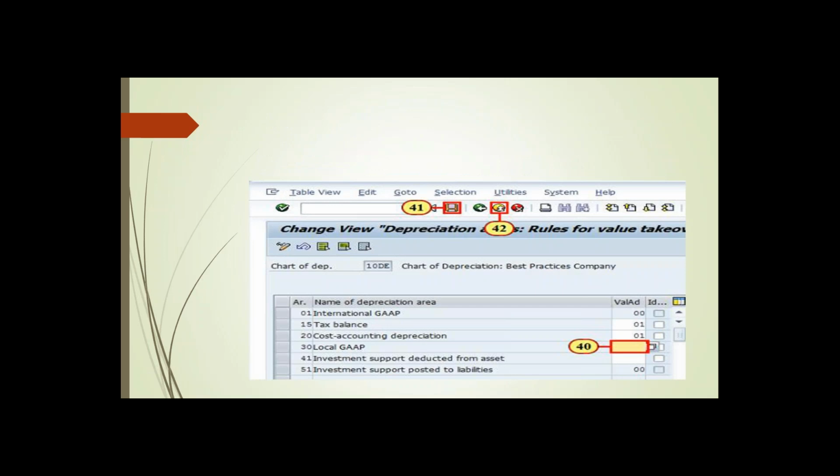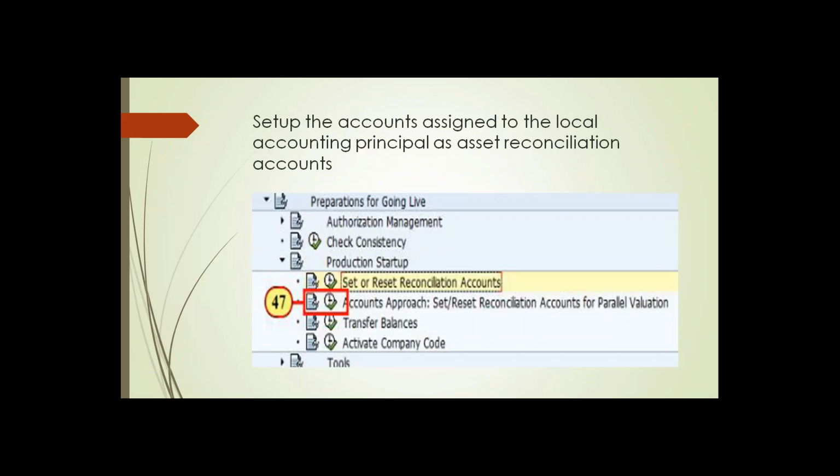Okay. Then set or reset reconciliation accounts. I think most of you are aware that this transaction we normally use when we upload the cutover data for the assets. We set or reset the reconciliation indicator so that we can post the takeover values without impacting my GL accounts, and then I post the manual entry to match my GL accounts with the asset accounting.